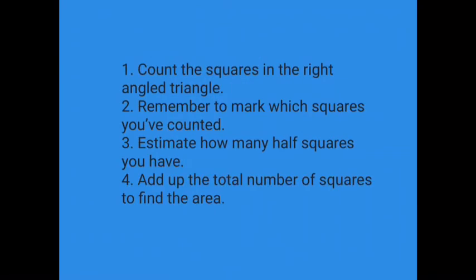So just a quick review. Remember, 1, count the squares in the right angle triangle. 2, please remember to mark which squares you've already counted so you don't count the same squares twice. 3, estimate how many half squares you have. Okay, and then finally 4, add up those total number of squares to find the area. So you've got to put those half squares together to make one square, remember, and then add them all together to find the complete area of the right angle triangle. Remember, this is not an exact way to find the area, this is an approximate way to find the area.